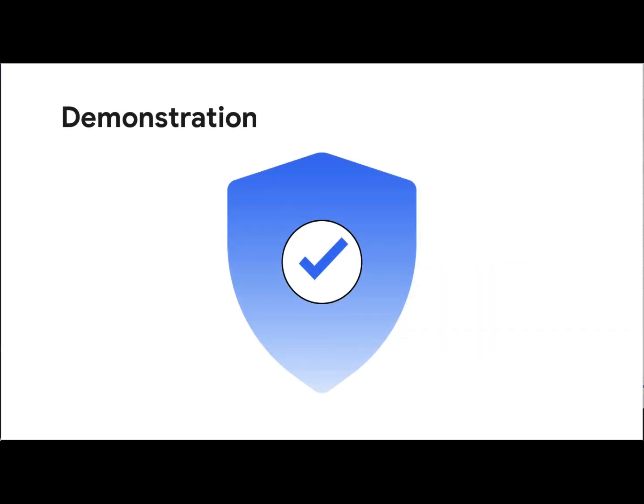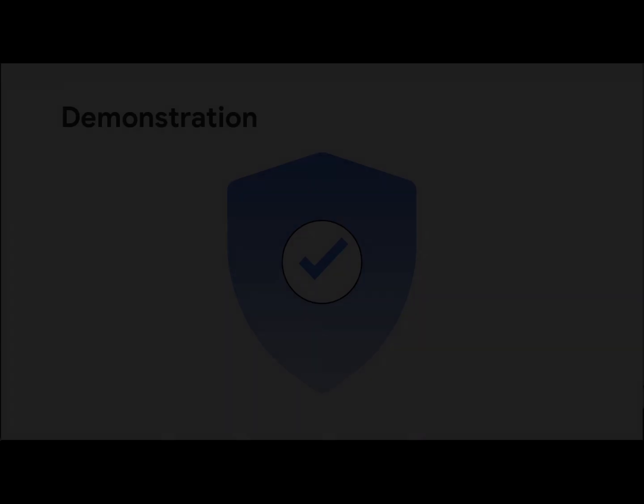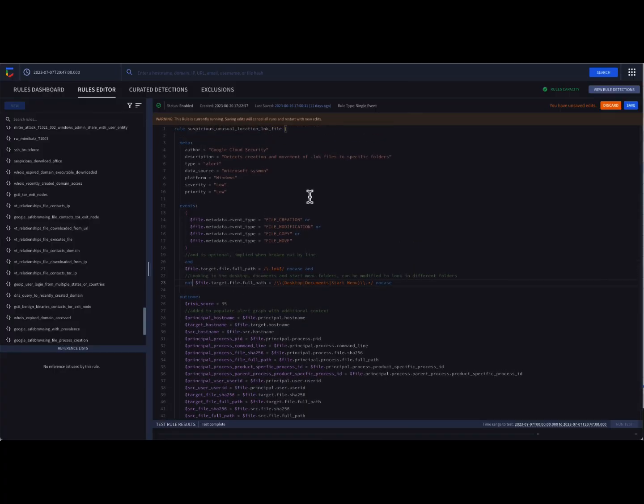Let's start by taking a look at modifiers and operators in action. Our first example is going to be working with an unusual location link file rule. And, or, not can be used within the event section to build out search criteria, and is assumed in the absence of other operators. Here we can see that our rule has 4 different event type values, and we are using parentheses and the OR operator to logically group this portion of our criteria. The second part of our criteria is looking for strings within the target file full path field.